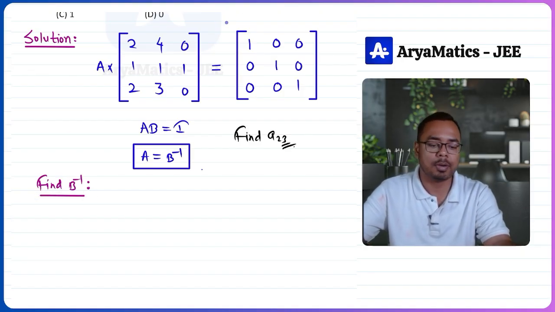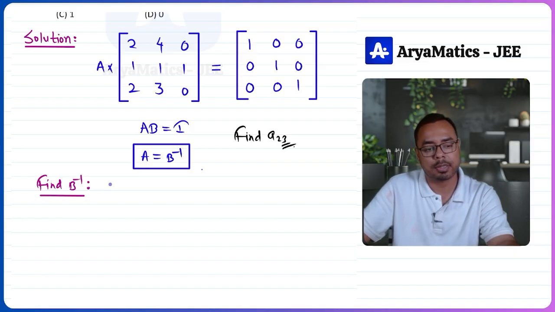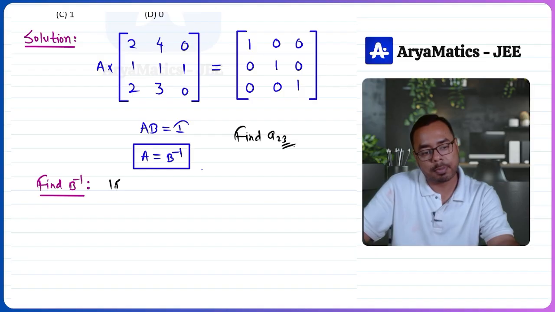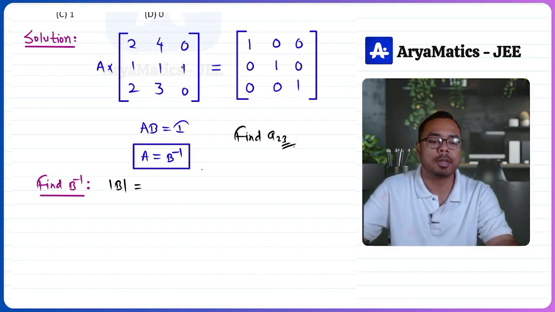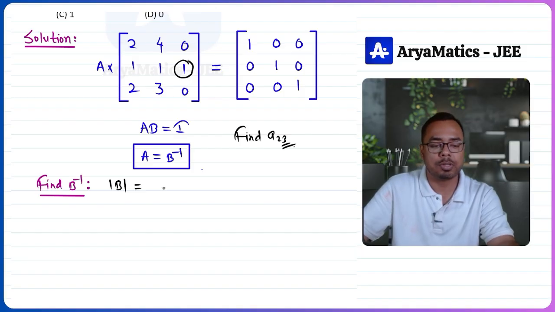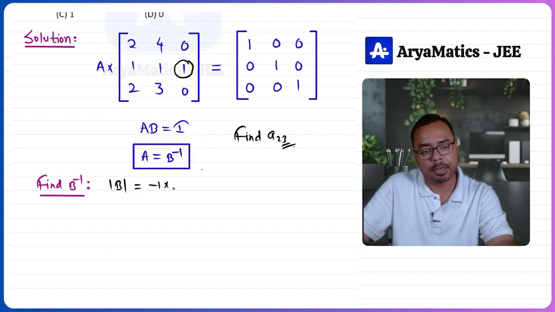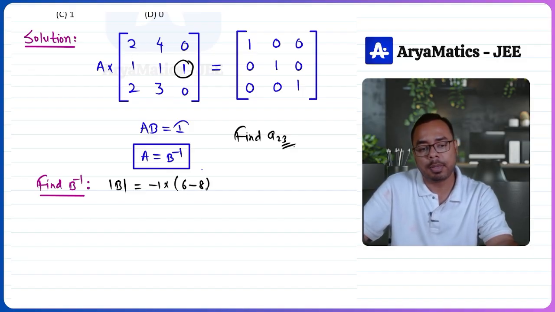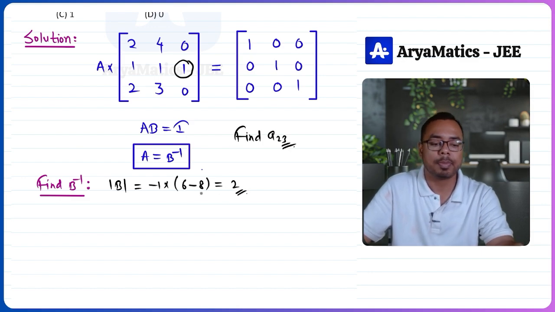One is the adjoint of the matrix, the other is the determinant of the matrix. So first let us calculate the determinant of matrix B. Determinant of matrix B, we can expand along the third column because we have two zeros there. So we can write minus 1 into, and then we have 2 into 3, 6, minus 4 into 2, that will be 8. So the determinant of matrix B is 2.